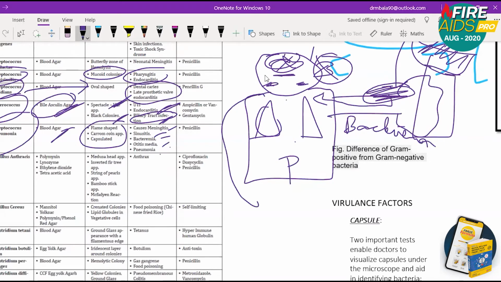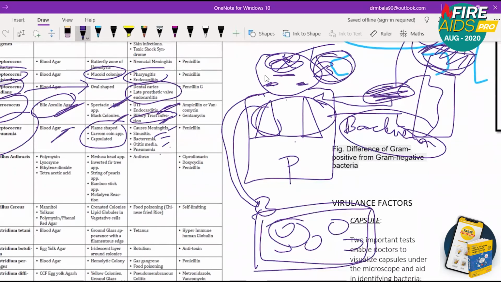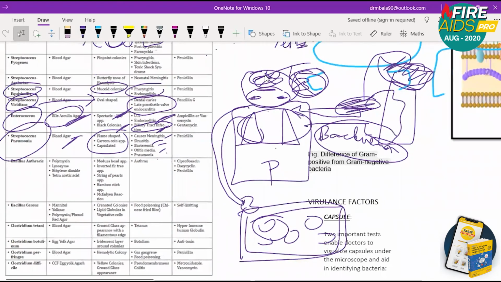In the other hand, this guy is playing a carom board. So you need to remember carom coin appearance. You need to remember flame shaped; he's holding a flame torch. He got an injury, so a bacterial infection happens: bacteremia. His lungs are affected with pneumonia. His brain is gone with meningitis. He can't hear anything because of otitis media. His sinuses are affected, sinusitis. So if you remember this picture, the entire Streptococcus pneumoniae will be in your hands.